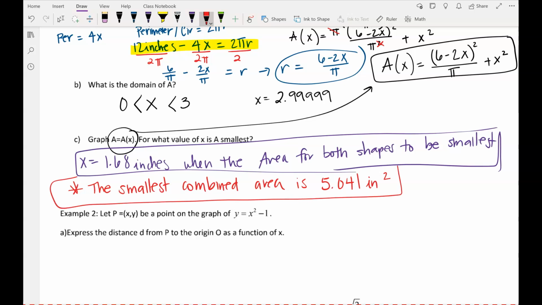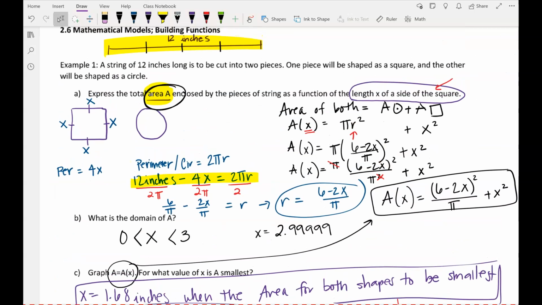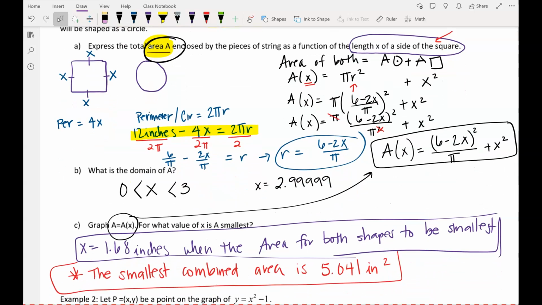Now, just a little recommendation here, guys. Don't be stuck on just the circle or the square. I may add in a triangle. I may add in a rectangle. I may add in whatever shape I want. So try to understand the concept and the steps more than being stuck on the shape. All right?